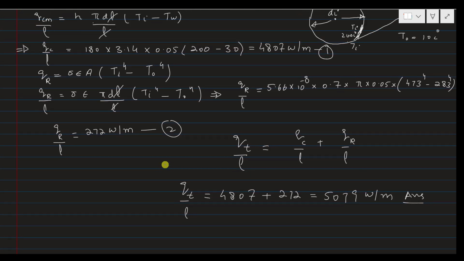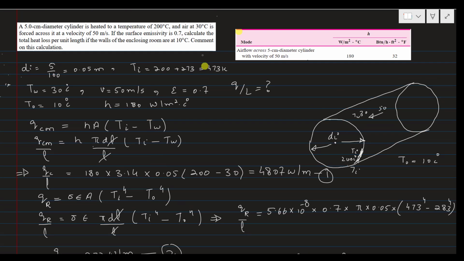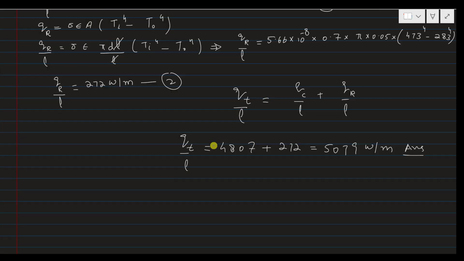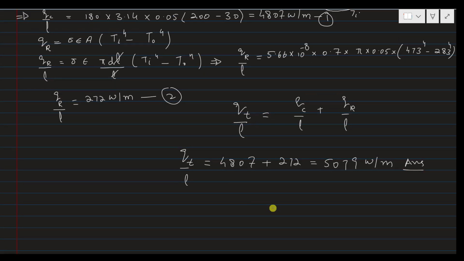One more important thing is a comment on this calculation. From these calculations you can clearly observe that heat transfer through convection is more as compared to radiation. So you can comment on these calculations accordingly when you obtain the data.